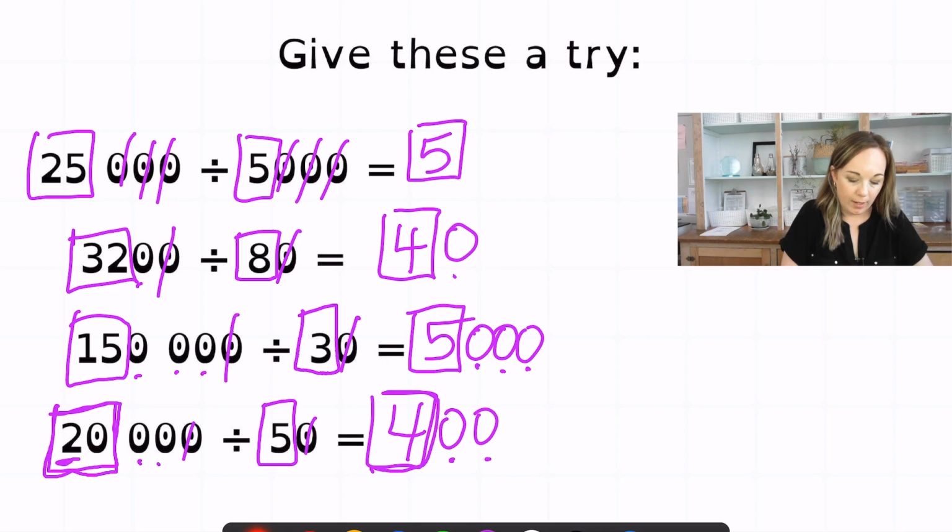And then you can eliminate any extra zeros you have, and you're left with 2 trailing zeros. Remember, the 0 that's part of the 20, that's not a trailing 0. That's part of what you divided. So 400 is your final answer.